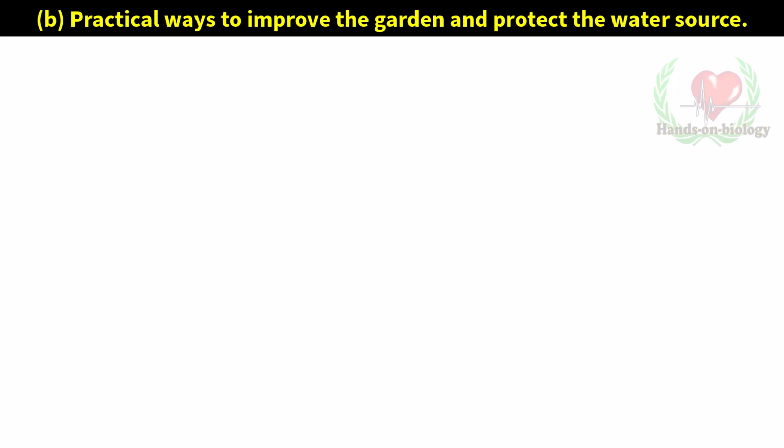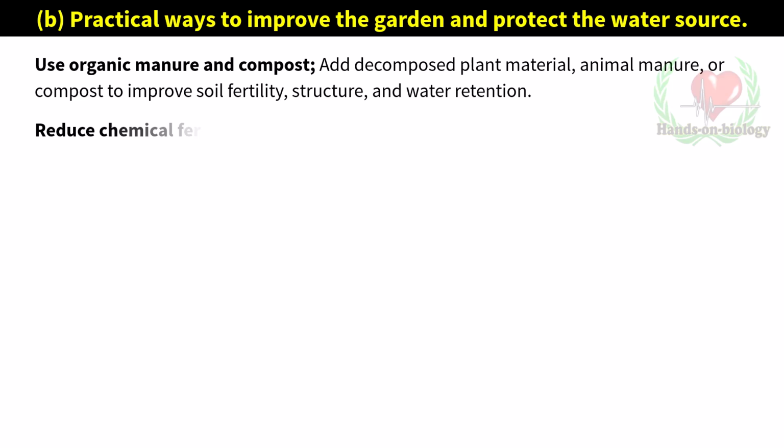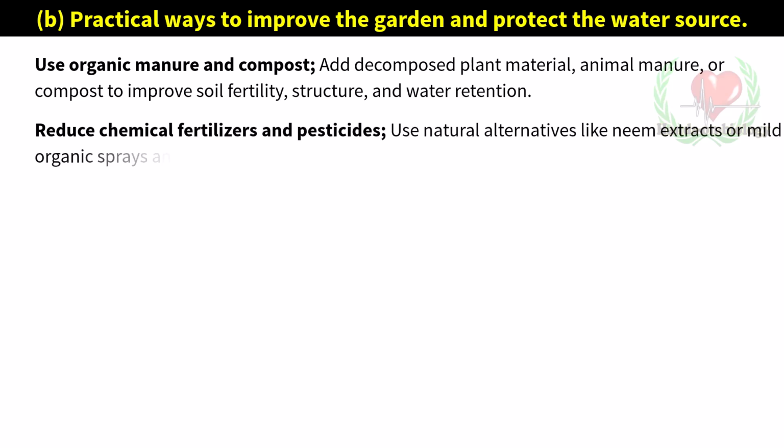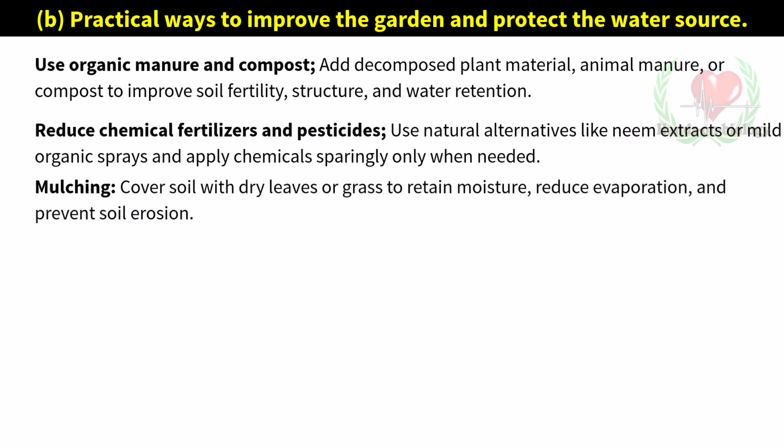Use organic manure and compost. Add decomposed plant material, animal manure, or compost to improve soil fertility, structure, and water retention. Reduce chemical fertilizers and pesticides. Use natural alternatives like neem extracts or mild organic sprays and apply chemicals sparingly only when needed. Mulching. Cover soil with dry leaves or grass to retain moisture, reduce evaporation, and prevent soil erosion.